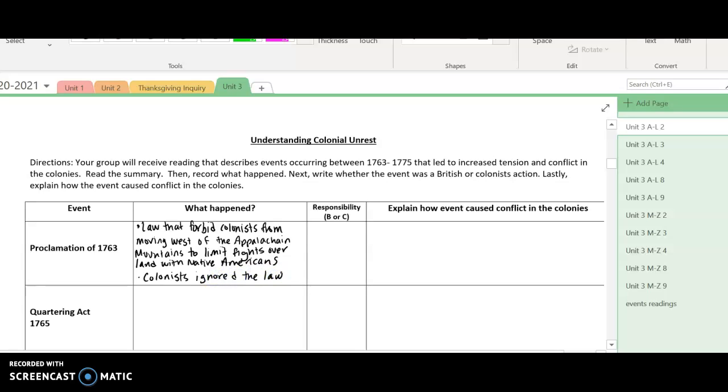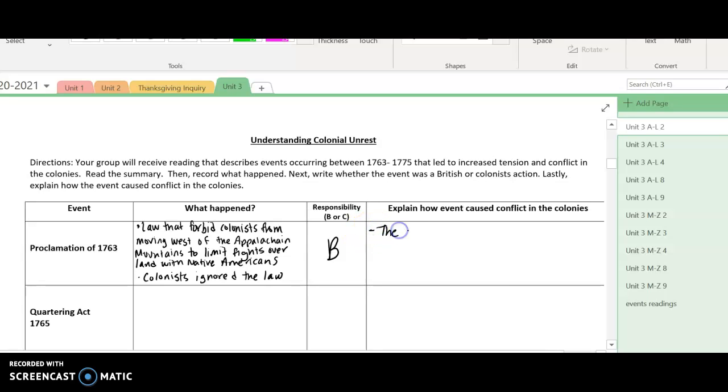The Proclamation of 1763 was a law passed by Parliament and supported by the King. So it's the British acting first, so the responsibility for this event is the British. I would say if it has an act or law in it, it's probably a British action, and if it's some kind of protest, it's probably the colonists' responsibility.